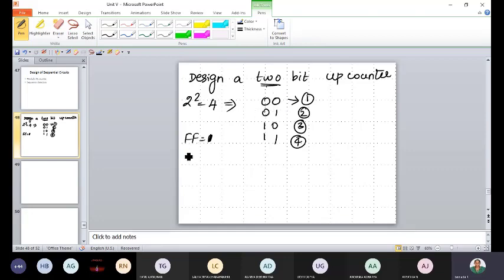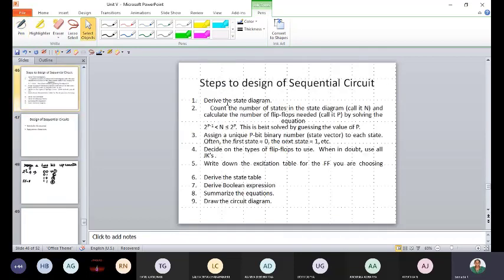So we need 2 flip-flops for designing the circuit. That can be decided by this expression. P is the number of states. How many states do we have? We have 4 states: 00, 01, 10, 11.